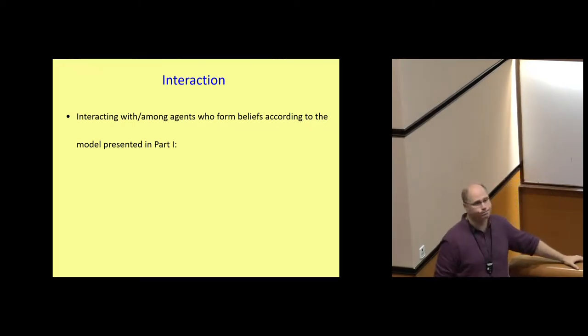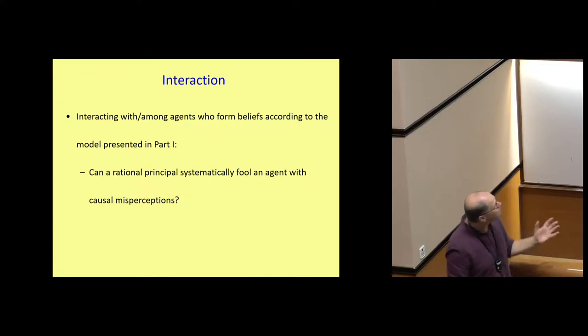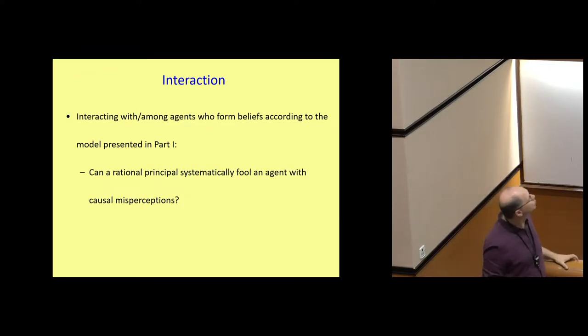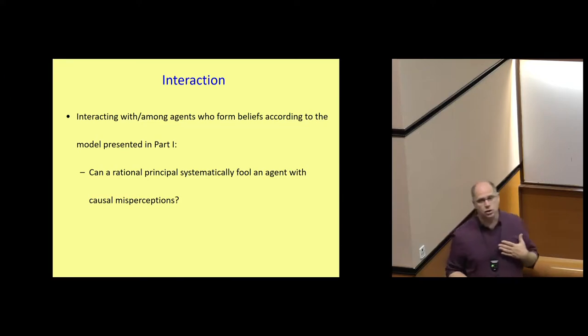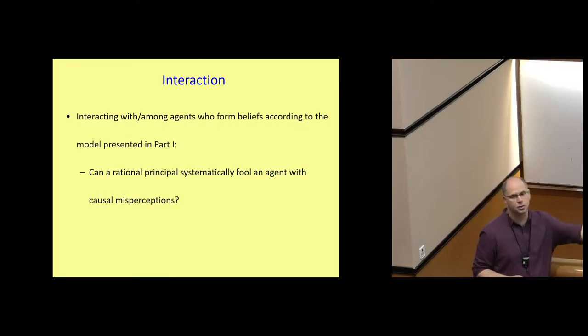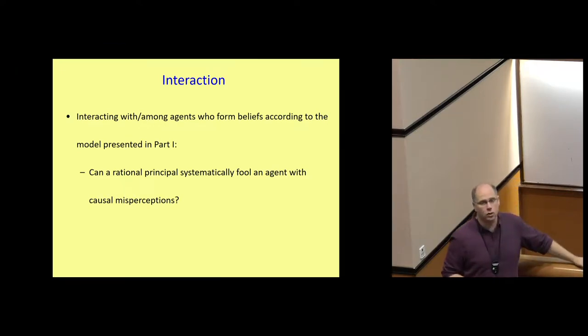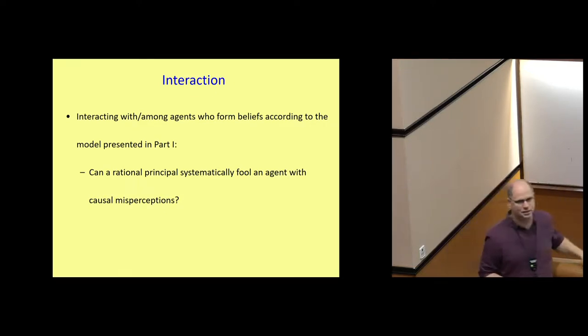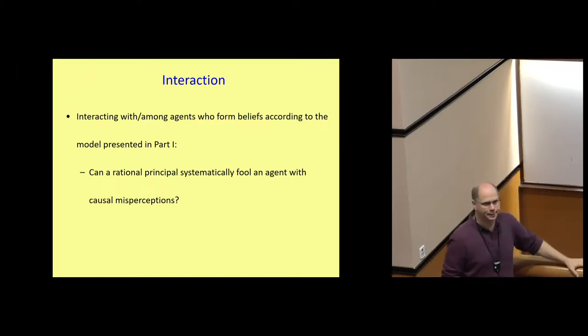Okay, what I want to do today is to start talking about interaction with and among agents who form beliefs in this way. So there are two types of things I've been working on. One is you have a rational principal interacting with an agent who has a wrong causal model, and the question is whether this rational principal can somehow systematically fool an agent because of his causal misperceptions, and not because he enjoys fooling him per se, but because it serves his payoffs.